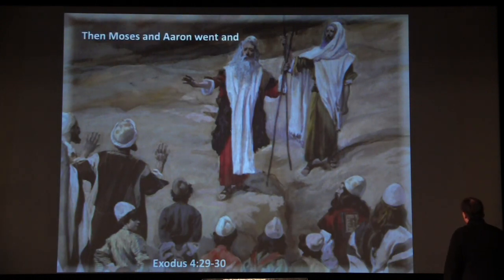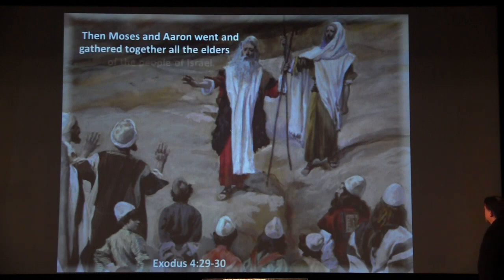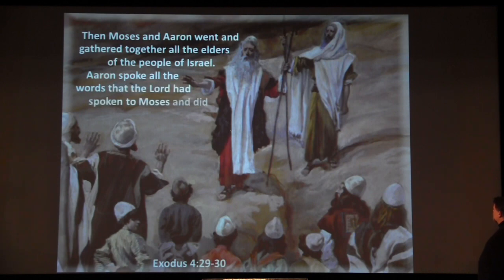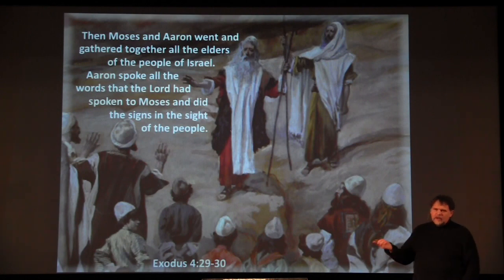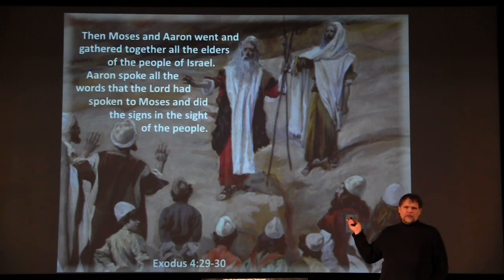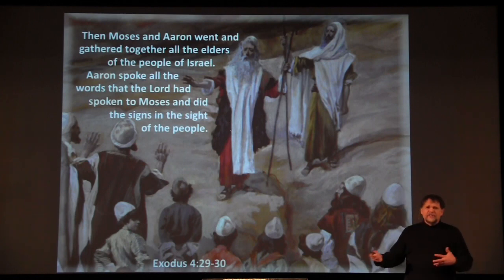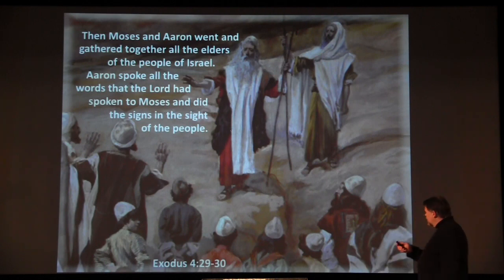And Moses and Aaron went to gather all the elders of the people of Israel. This is earlier. And he spoke the words the Lord had spoken to Moses, and did the signs in the sight of the people. So this is right when Moses comes back from his 40-year camping trip where he was a shepherd in the desert running away from Egypt. You guys know the story, right? So he's coming back. This is his first meeting with the people of Israel that he's supposed to bring out. This is before the plagues.